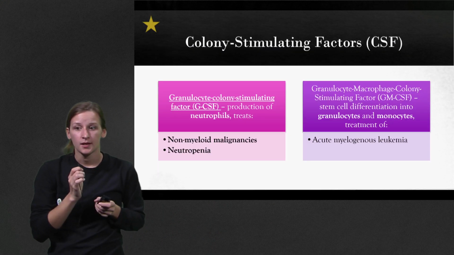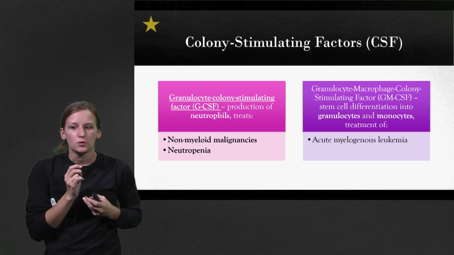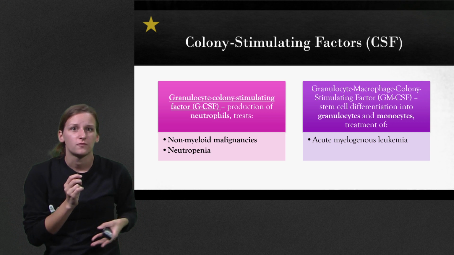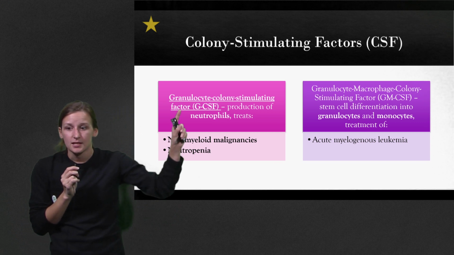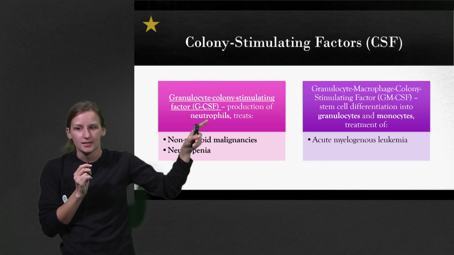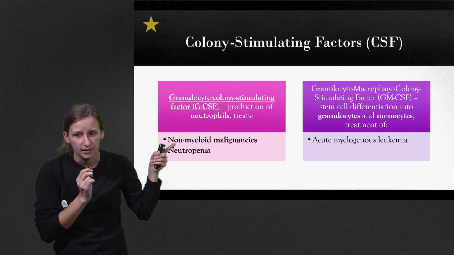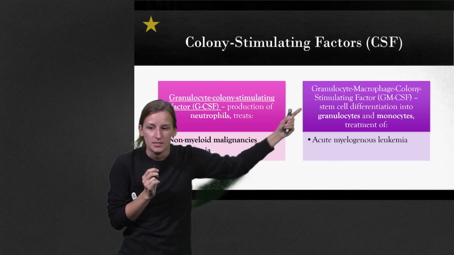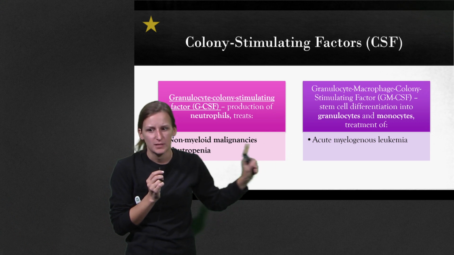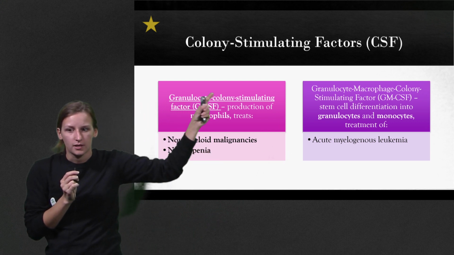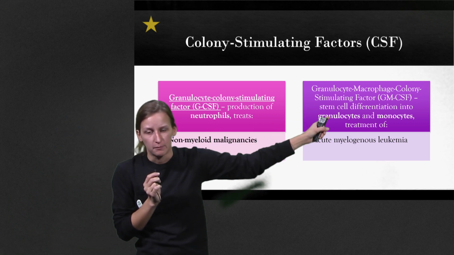All right, so colony stimulating factors, these are basically used to produce neutrophils or other immune cells that have been depleted. The biggest takeaway is that G-CSF helps to treat neutropenia and non-myeloid malignancies, whereas GM-CSF treats acute myeloid leukemia. So this will just be something to remember: which diseases does G treat, and which ones does GM treat.